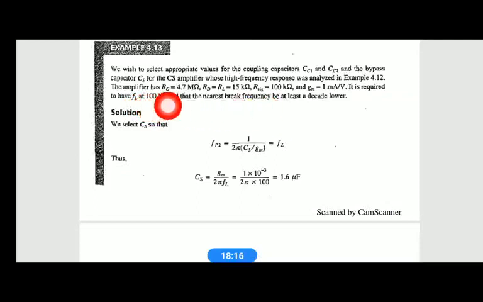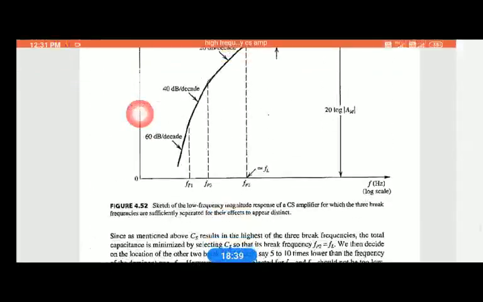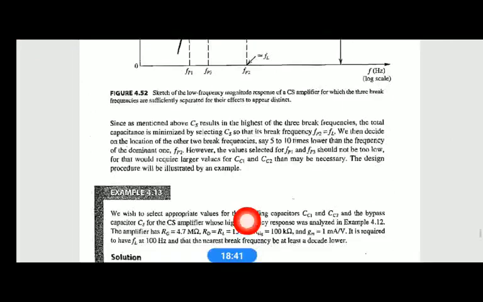For a given value of Rg equal to 4.7 mega, Rd equal to RL equal to 15 kilo, R signal equal to 100 kilo ohm, and Gm equal to 1 milliamp, it is required to have an FL at 100 hertz. So usually what we will do, FL we selected, we will take as FP2 here. You can see FL is nothing but FP2.